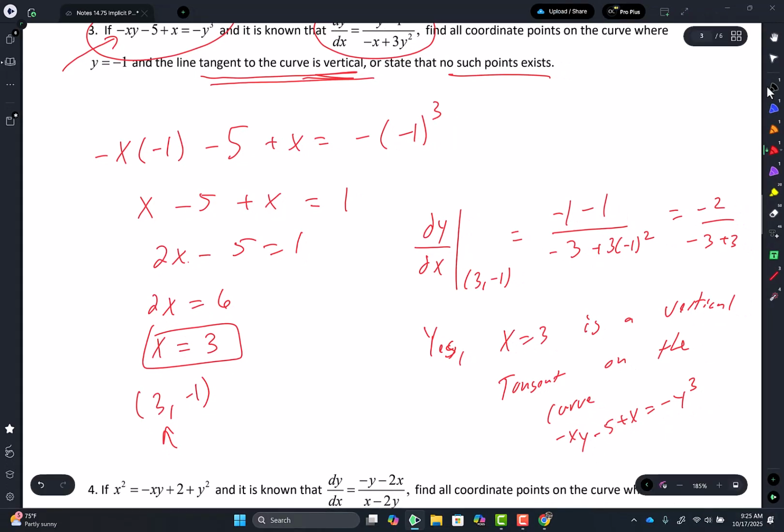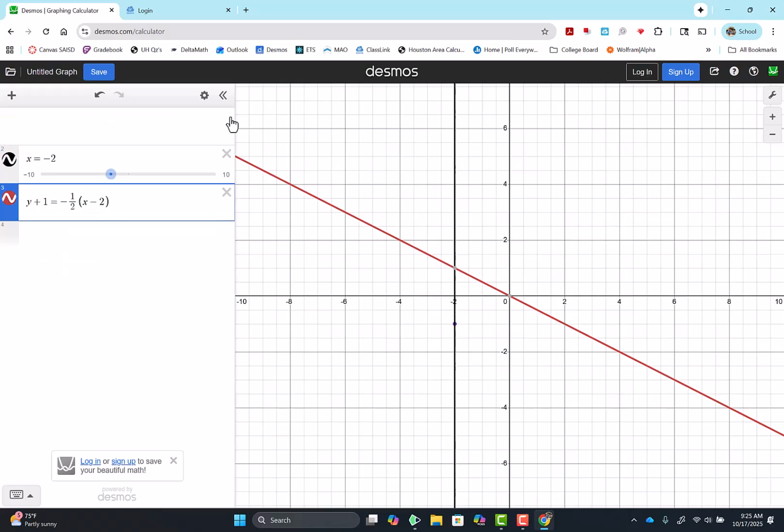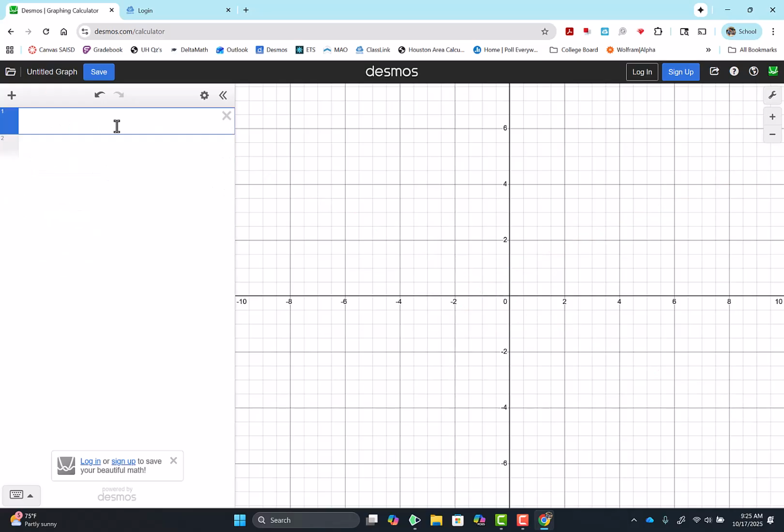This is why Desmos is so powerful. Close, close, close. Okay, give me the curve, guys. Negative xy, that's all I remember. Minus 5 plus x.